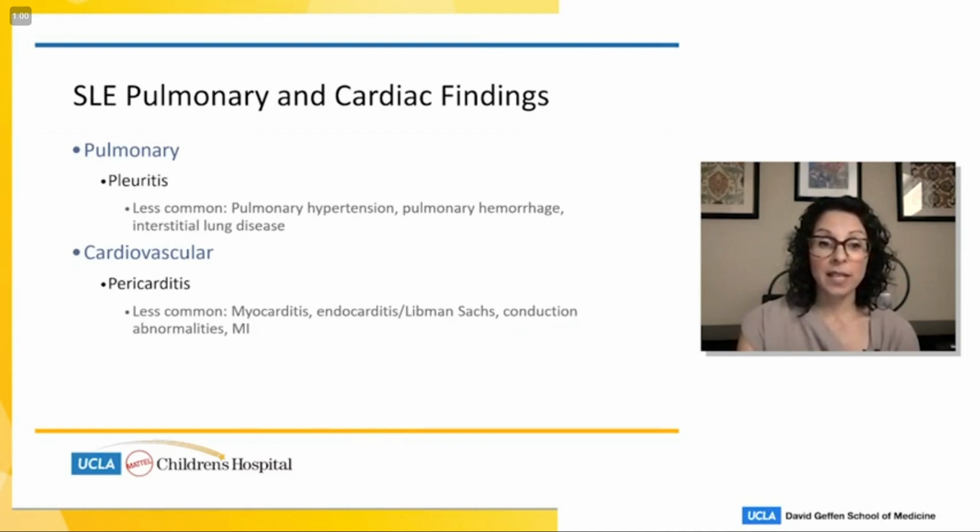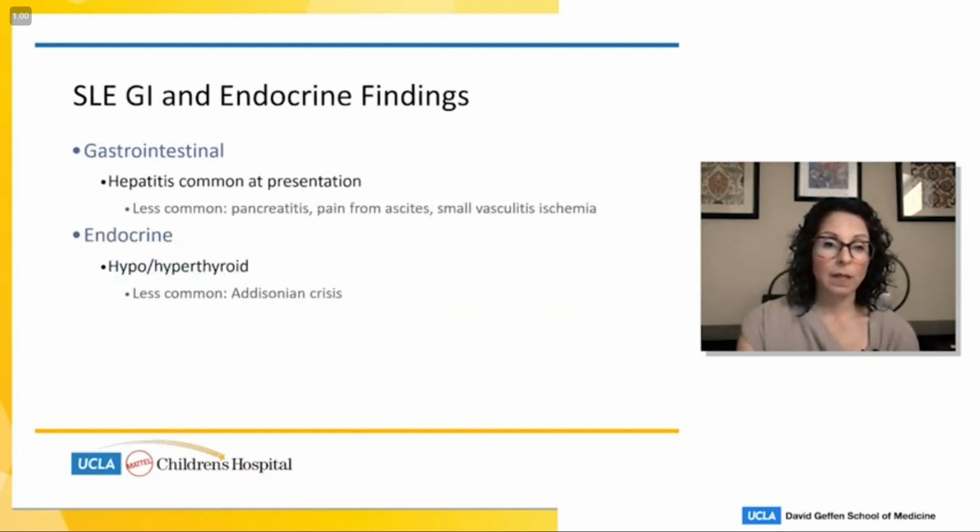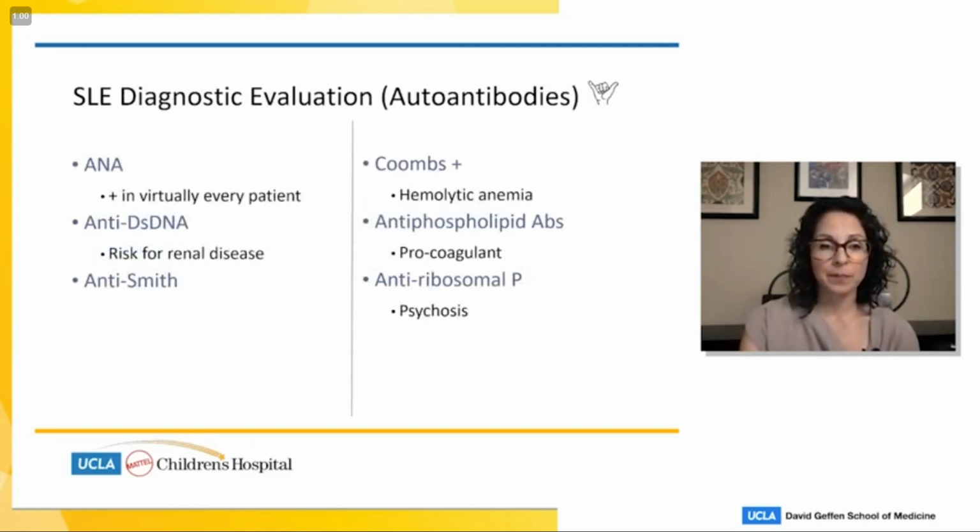These patients can have a serositis, which includes a pleuritis as well as a pericarditis. Gastrointestinal symptoms, we will often see a hepatitis, not necessarily autoimmune hepatitis, but an elevation in the AST and ALT that improves with initial treatment. Hypo or hyperthyroidism can present as well at the onset.